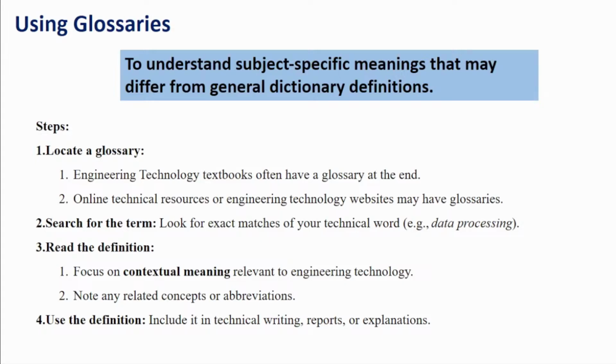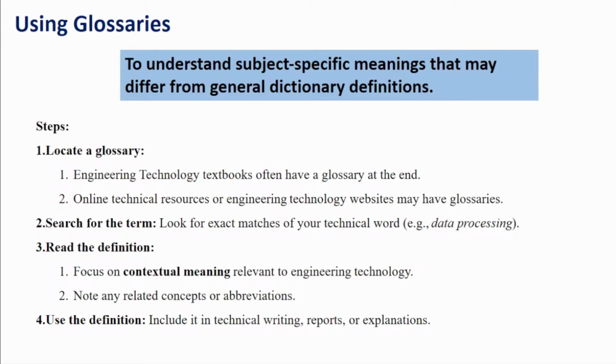As undergraduates we don't often find textbooks, right? But if you have a textbook, you see that you have a glossary at the end. Online technical resources, so websites, may have glossaries too, right? So you might find glossaries on websites as well. Then how are you going to search for them? Look for exact matches of your technical word.